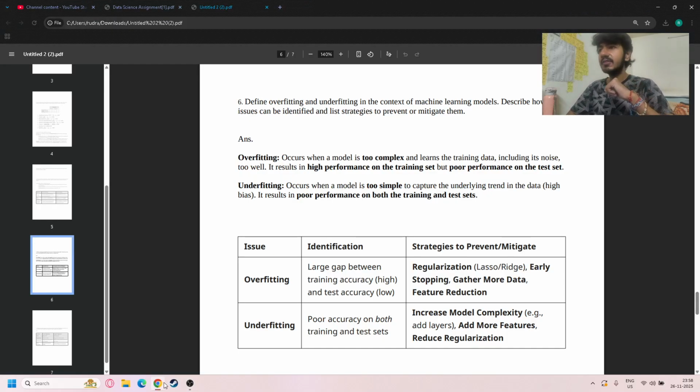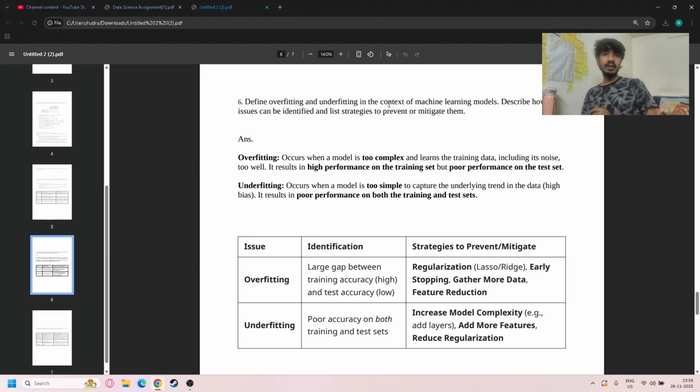Hello everyone, in this video we are going to be continuing our topic of the assignment further and discussing question number 6 and question number 7. So getting to question number 6, it says: define overfitting and underfitting in the context of machine learning models, describe how these issues can be identified, and list strategies to prevent them.